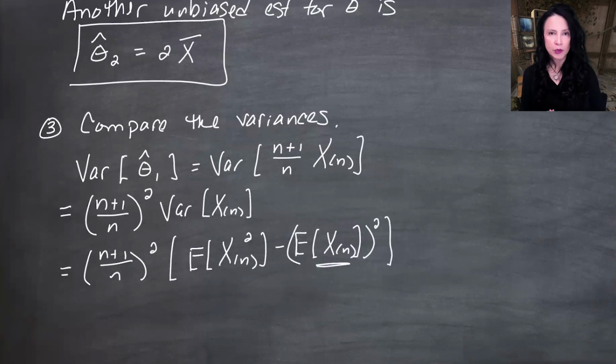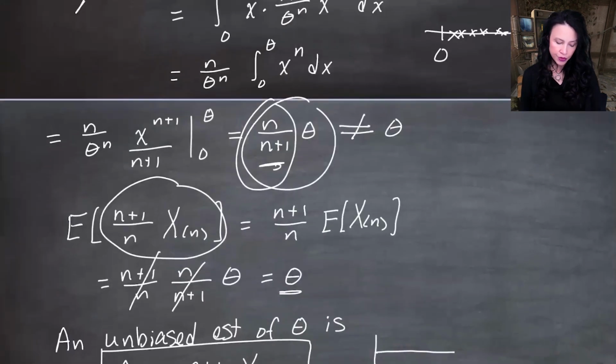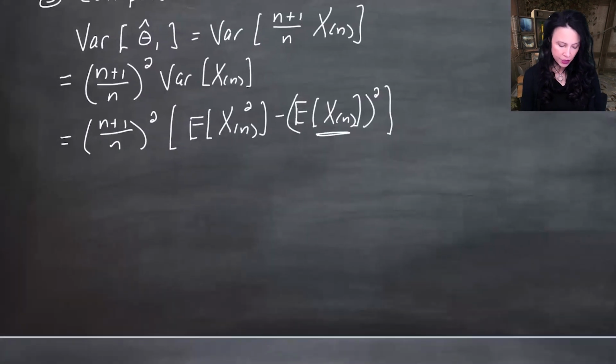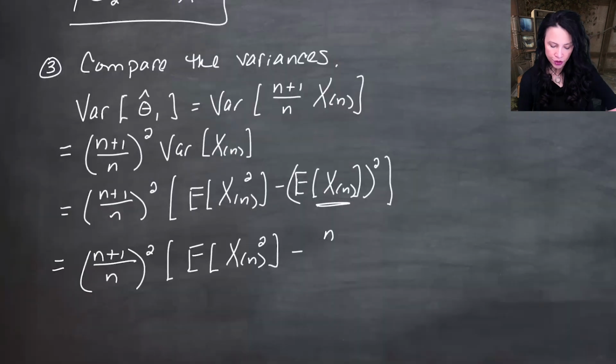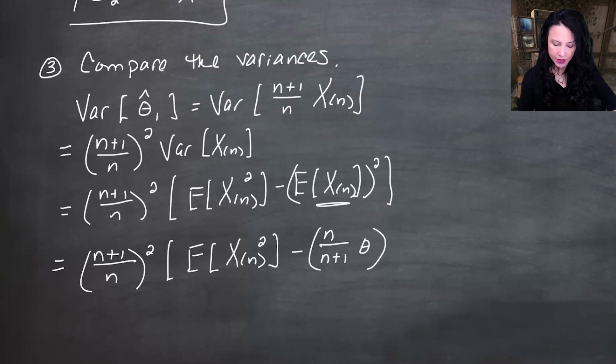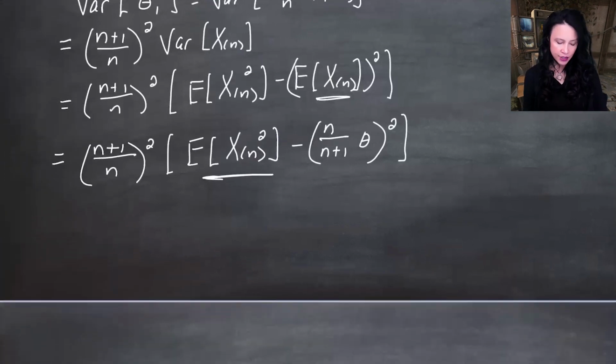Now we already computed this expected value of the maximum alone, and that came to n over n plus 1 theta. So let me write that in. This is n plus 1 over n squared, expected value of the maximum squared minus n over n plus 1 times theta, and all of that gets squared. So what remains for us to do is this expectation. And we already did the hard work.